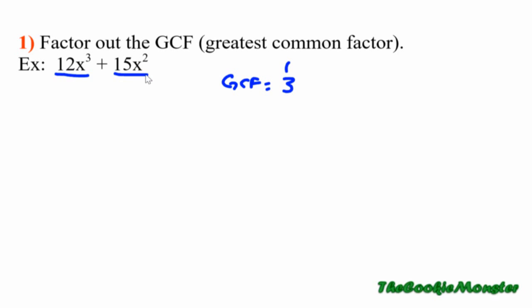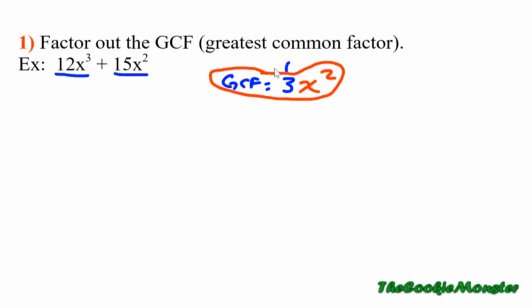They both happen to have x next to it. One has x cubed and the other one has x squared. So which one do we factor out? Well, we have to factor out the lowest exponent. So between the 3 and the 2, the lowest exponent is obviously 2. So then the GCF is 3x squared.